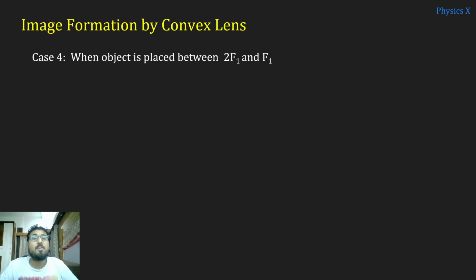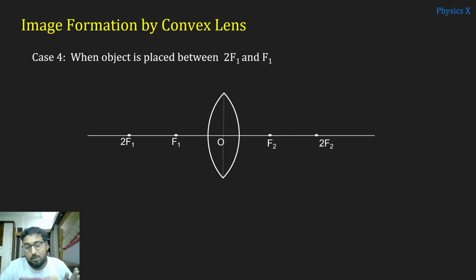So next case is when the object is placed between 2f1 and f1. So we are bringing the object very far away. Initially it was very far away, and now we are moving the object closer. So what you are observing is that the image will also move. In what direction it is moving, we will summarize when we consider all the cases.